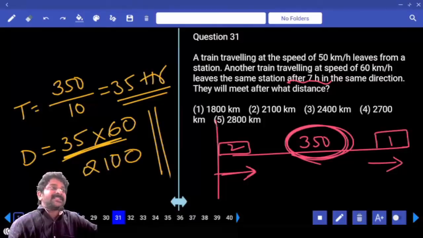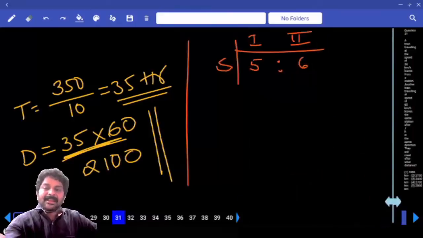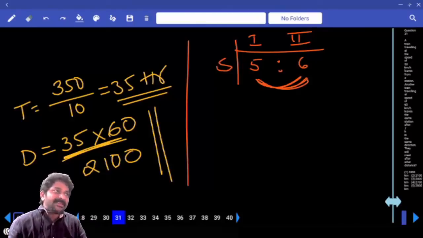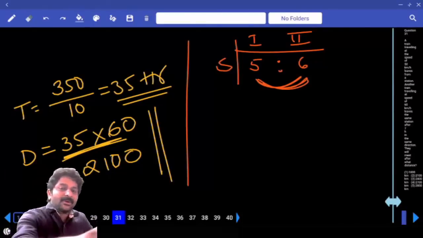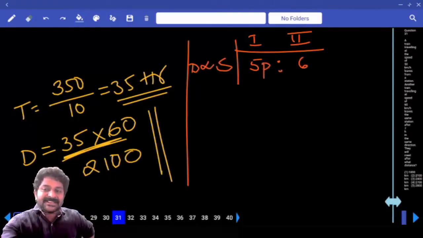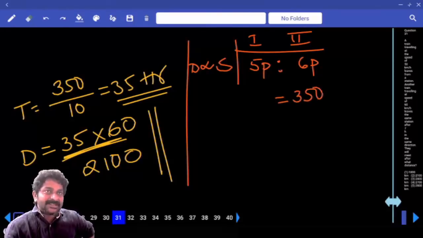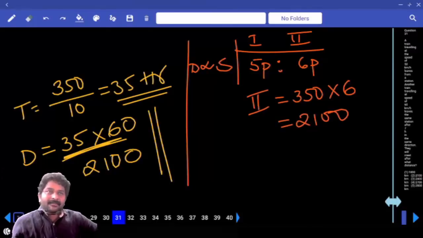From the second train starting time onwards, both are moving in the same direction. Difference in speeds is one part. As the time is same, distance and speed both are directly proportional. So distance ratio is directly proportional to speeds ratio. Difference in distance is one part, which is equal to 350 kilometers. Distance covered by second train is equal to 6 parts. Hence that is 6 times of 350. Answer 2100. Followed?